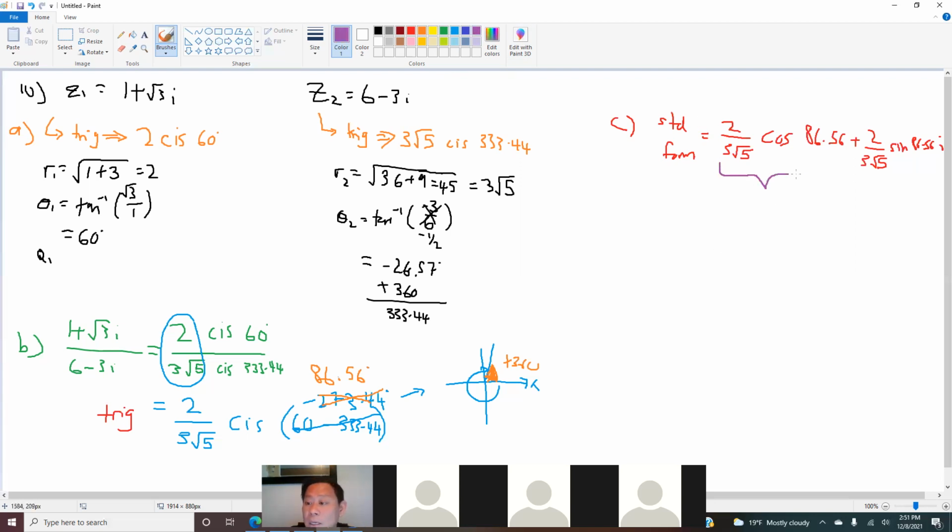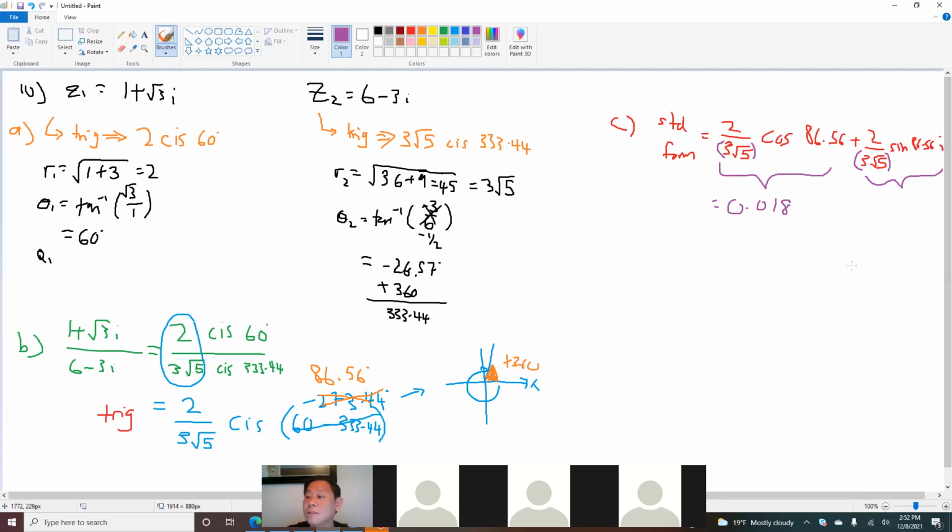So take out your calculator again and multiply 2/3√5. And again, class, you might need to put parentheses on the 3√5 because it has two things in there. Then times cosine 86.56. So 2 divided by 3√5 times cosine of 86.56. That one came up to be 0.018.